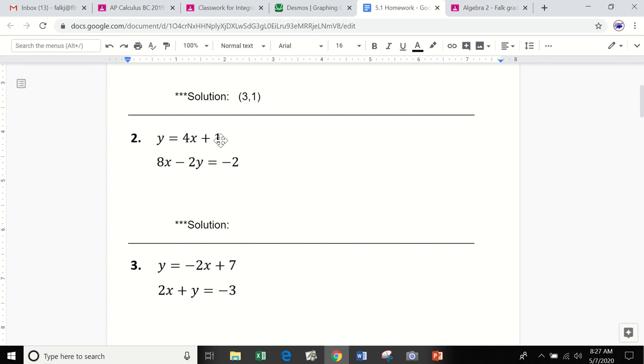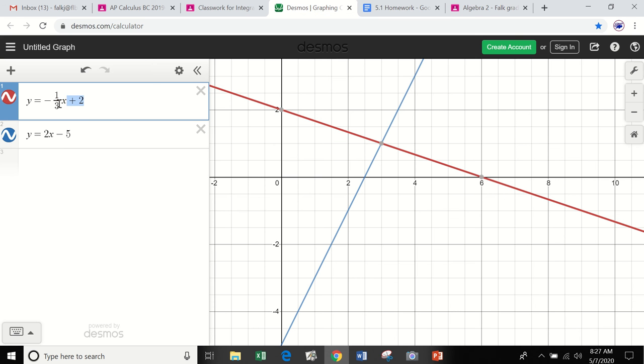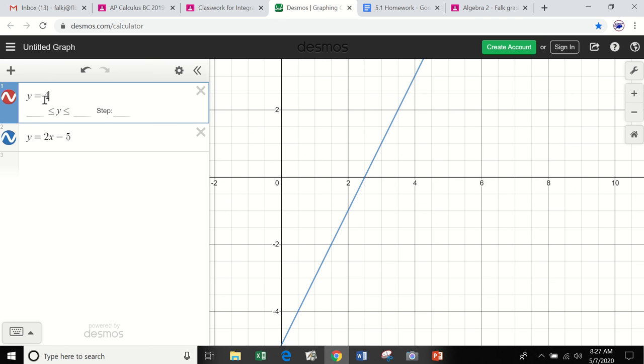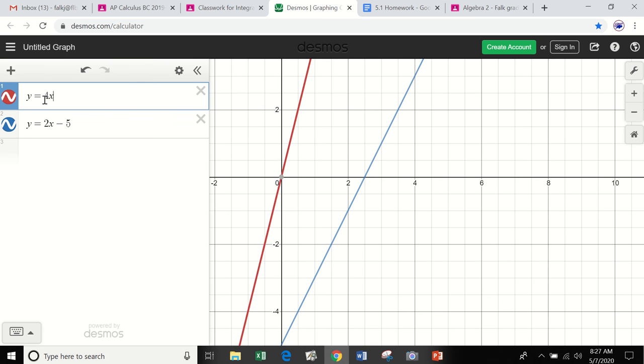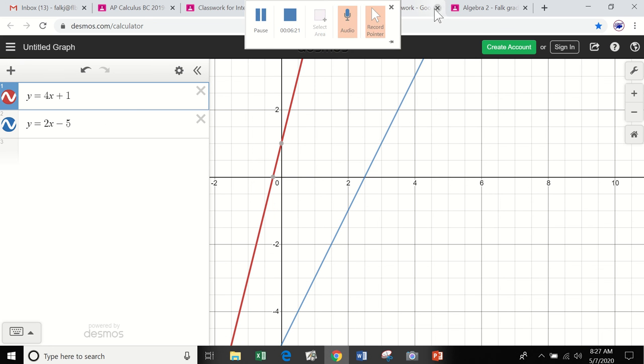And then you just rinse and repeat. So we go to number 2. Y equals 4x plus 1. Y equals 4x. Sorry, I just turned on a light. I can't see my own keyboard. That's why I've been making all these mistakes. Y equals 4x plus 1.